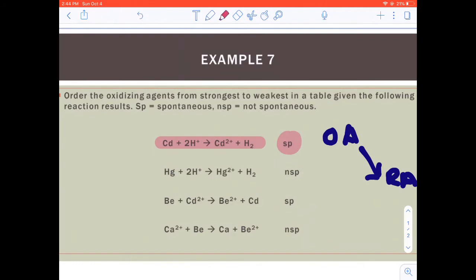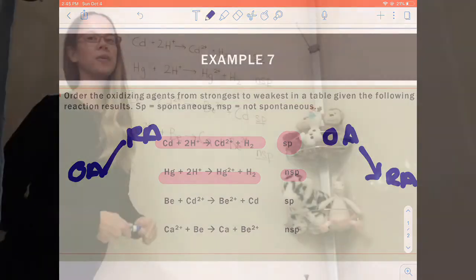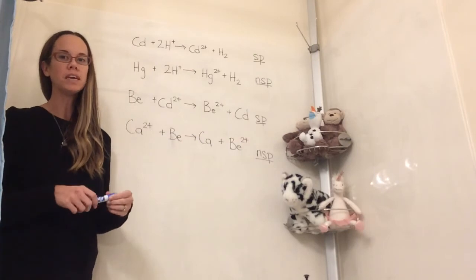Now down here, this half reaction is non-spontaneous. So in this case, we know that we would write our oxidizing agent below our reducing agent on the table. Let's do an example and I'll show you, and this will maybe make a little bit more sense. Okay, so here we have example 7.